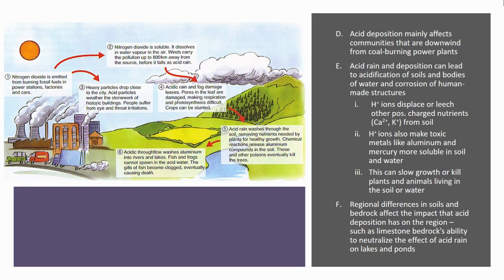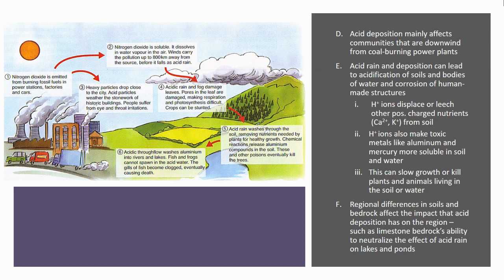Now, acid deposition is going to mainly affect communities that are downwind from that coal burning power plant. And you can kind of see that in the image to the left there, right? You have an area where there's a large concentration of, say, nitrogen dioxide. It's going to be carried typically by wind. We see that it's going to be soluble in the water vapor found in the air. And over time, what that's going to do is it's going to rain and it's going to potentially acidify soils, bodies of water, and maybe even corrode human structures.